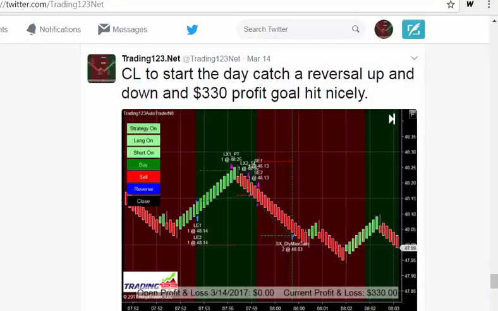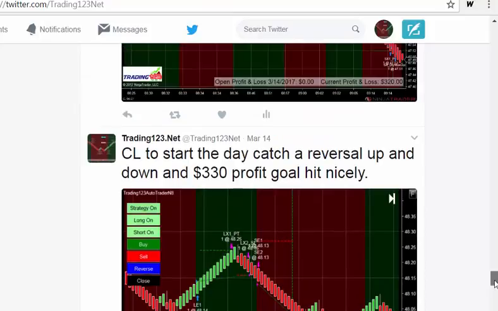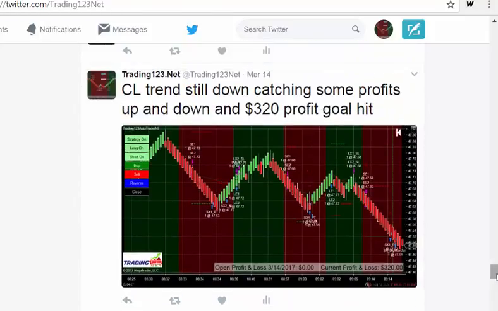So let's look at the next trade. And then I posted here CL to start the day, catch a reversal up and down, and our profit goal is hit. So here's a trade. After we hit our profit goal, we reset it. We unenable this AutoTrader, start it up again, and basically shortly after that last trade, it catches another trade, and then a trade up, trade down, trade up, trade down, another $320 profit. So less than an hour's work, we're up $650 trading 2 contracts of crude oil.